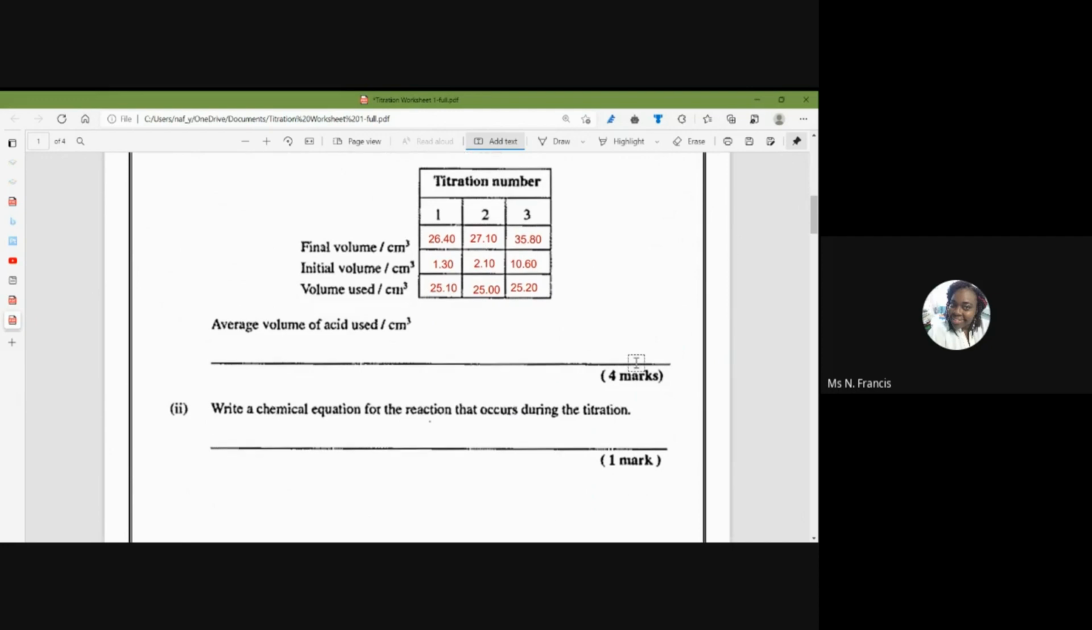All right, now it says, what is the average volume of the acid used? If you notice, it's a very simple question, but look at the marks. 4 marks. So it means that you're going to have to show some form of working. How do we show the working for this? Adding all of them, and then dividing by 3. Let me put 25.10. Yes, that sounds just about correct. I will need to write our unit. Please don't forget your unit, ladies.